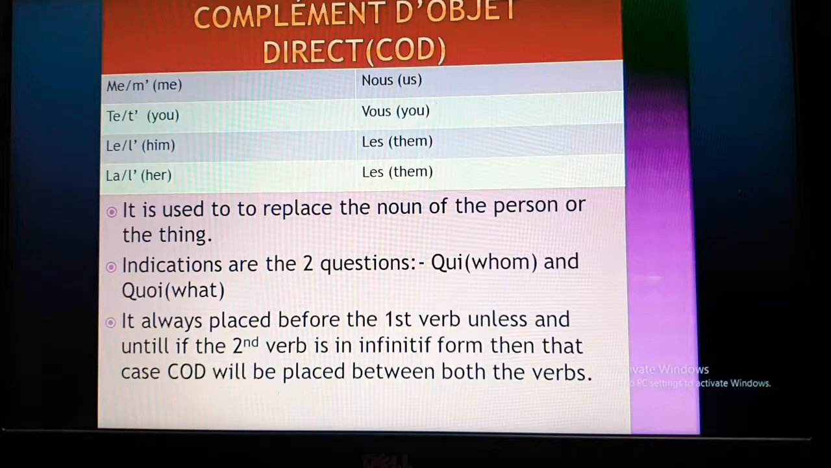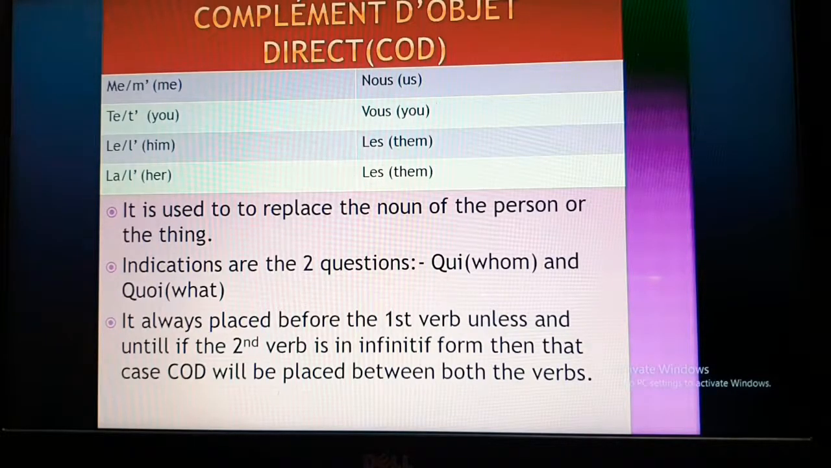So two questions. If a sentence is there and you find an object, how do you segregate it from COI? Just make it in the question form. If it is coming what or whom, that means the object is in the direct form, not indirect. It is always placed before the first verb, unless the second verb is in infinitive form, then in that case COD will be placed between both the verbs.